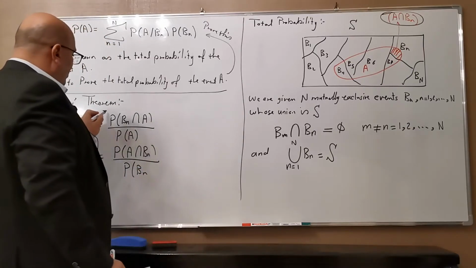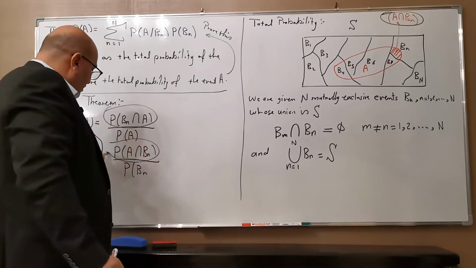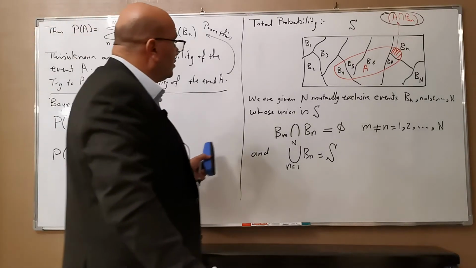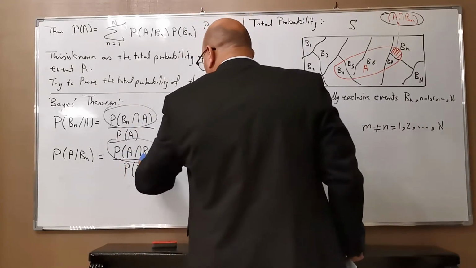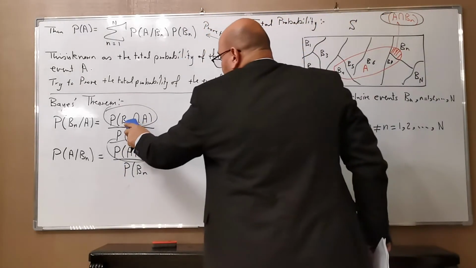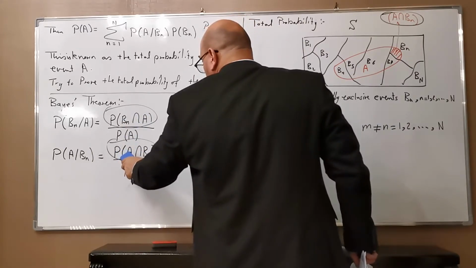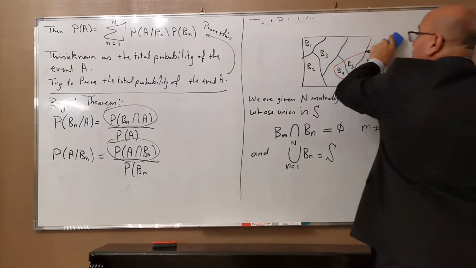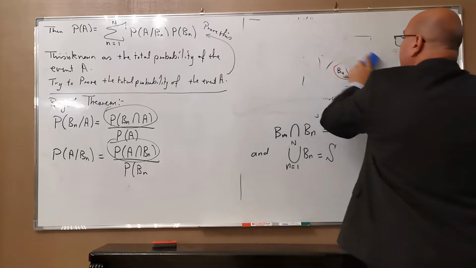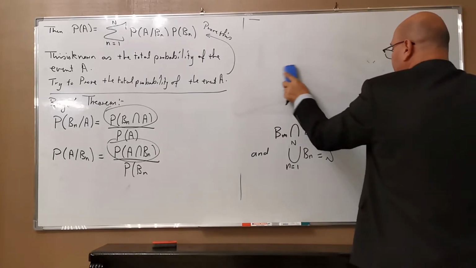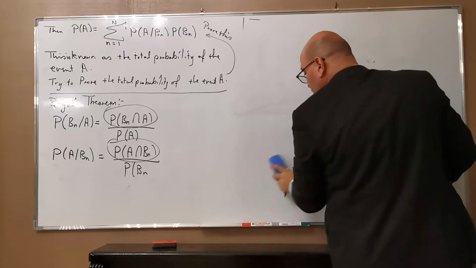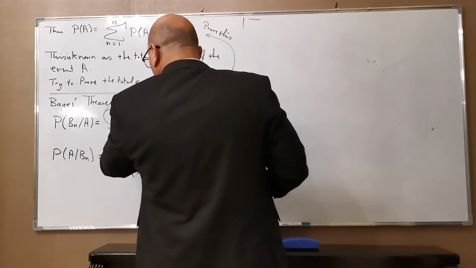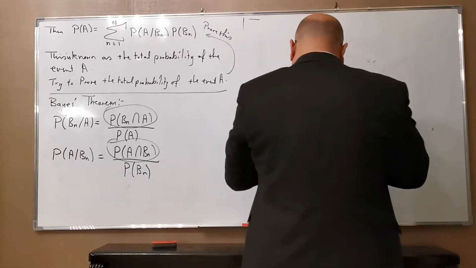Now, look at the numerator here. This numerator and this numerator are the same. The intersection is a commutative operation. So Bn intersection A is equal to A intersection Bn. So their probabilities are equal, and we can replace one by the form of the other one. So I'm going to take this one here and put it.